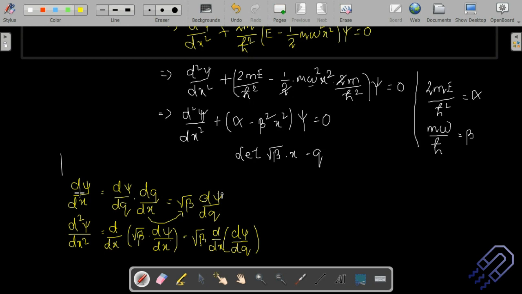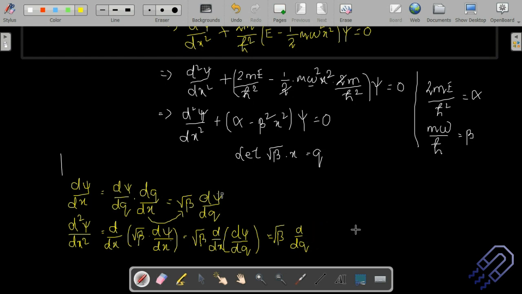So now we know what is d psi by dq. We can actually keep it like that. We can write it like this. We can write down beta here, and then this would be d by dq. In place of x, I'm writing d by dq. We will soon see why we're doing it.